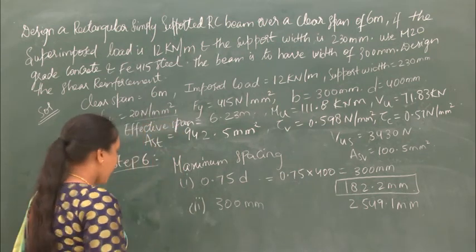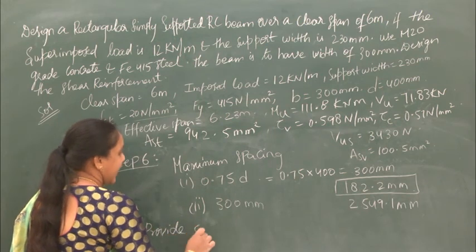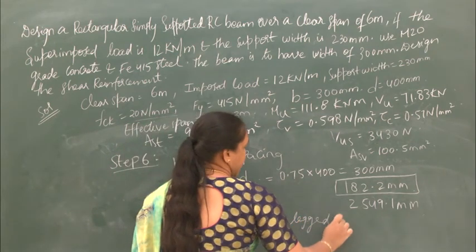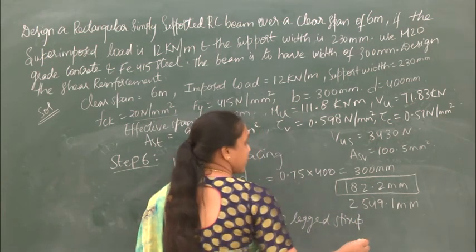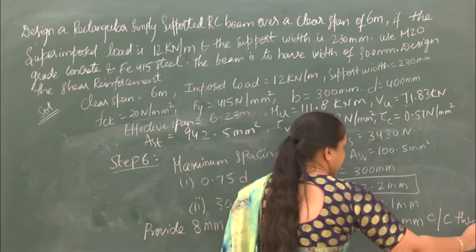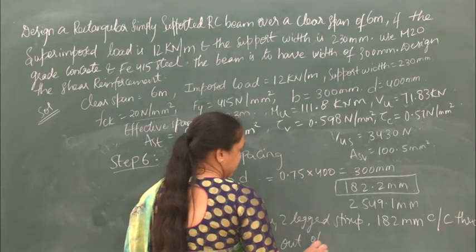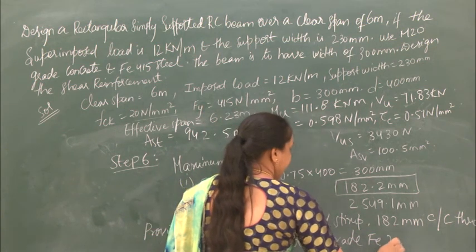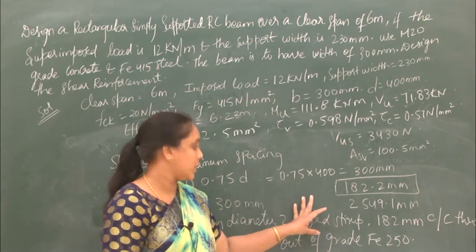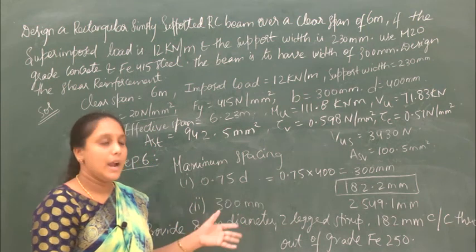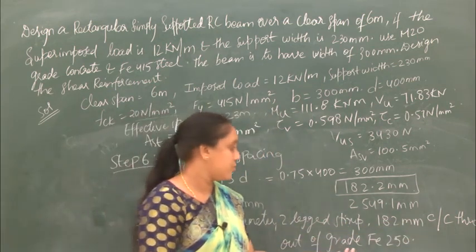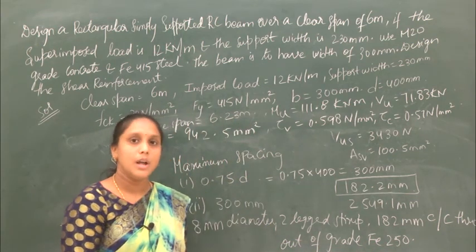Now we have to provide 8 mm diameter two-legged stirrups at a spacing of 182 mm center to center throughout, of grade Fe250. So for the design, the stirrups I have used are two-legged stirrups, the diameter of the stirrup is 8 mm, the spacing between each stirrup is 182 mm center to center, and the grade of steel I have used for the stirrup is Fe250, that is, I have used mild steel bars.